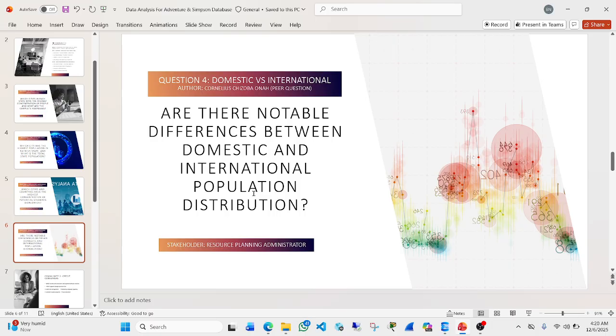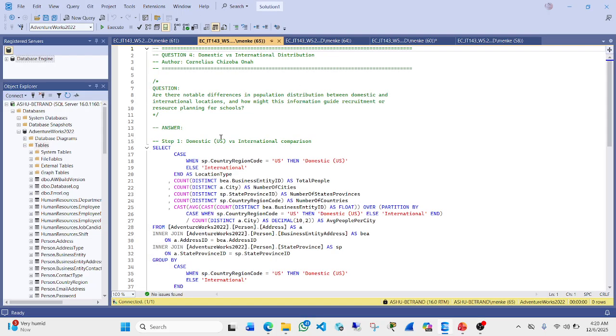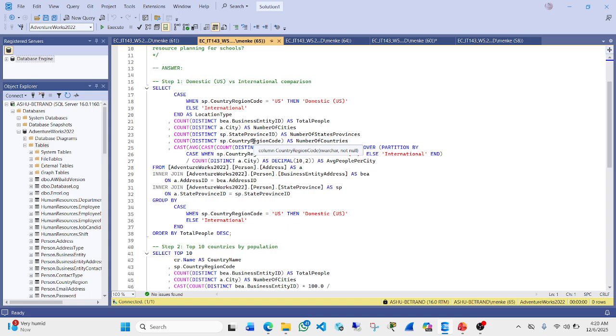Okay, great. This is another brother's question. Chizoba asks: are there notable differences between domestic and international population distribution? Very important question. How do we analyze it? We had to do it in two parts. Number one, we had to categorize the country regional code into US, which is domestic, and everything else should be international.